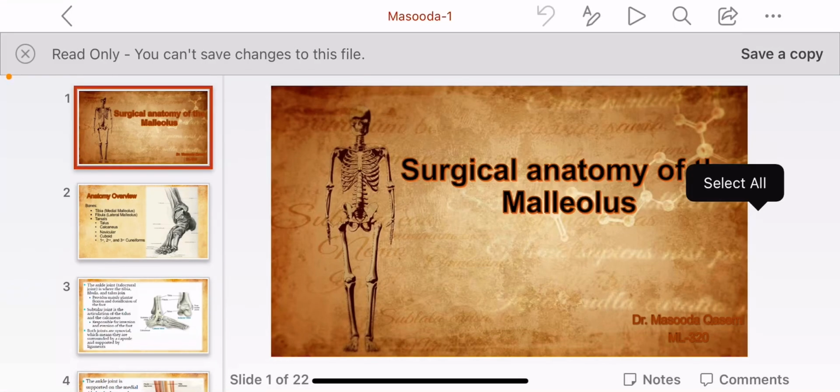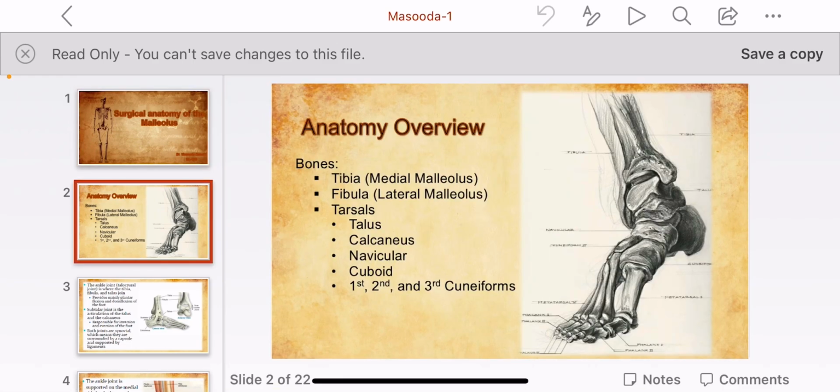Hi guys, today the lecture is about surgical anatomy of the malleolus. We are gonna start from anatomy overview. The bones which help for formation of ankle joints are tibia, fibula, talus, calcaneus, navicular, cuboid, first and second cuneiform.